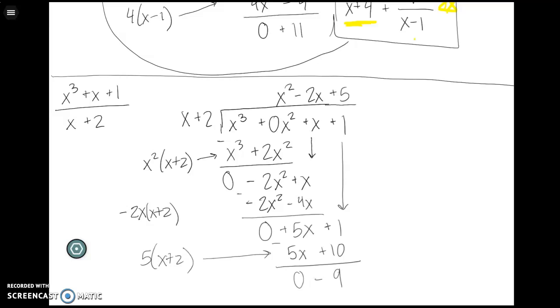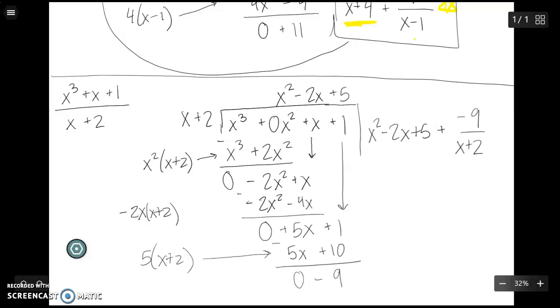Okay, so I'd write the quotient for this as x squared minus 2x plus 5 plus negative 9 over x plus 2. And that would be the quotient. So this part right here, this term, that's really the remainder. That's what's representing the remainder when I do the division. Okay?